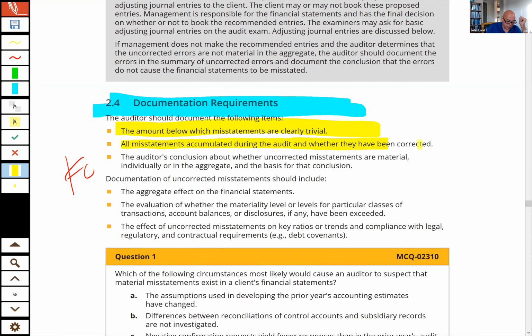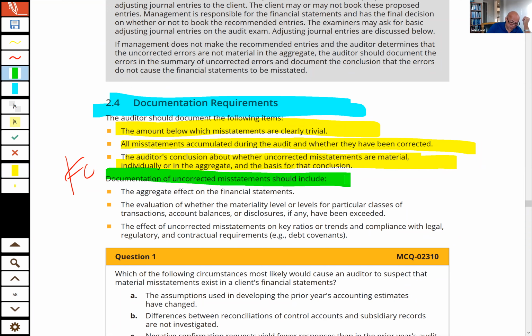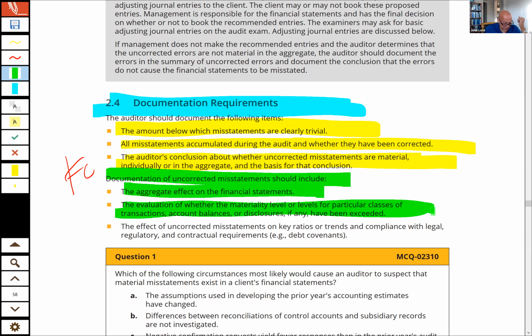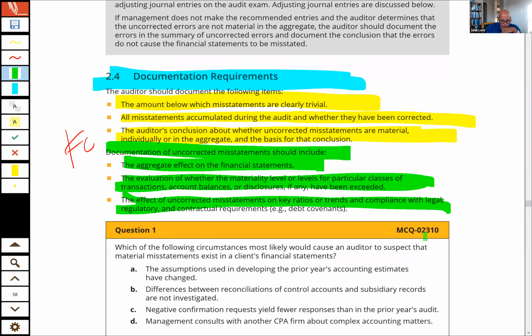All misstatements accumulated during the audit that have been corrected. The auditor's conclusion about whether uncorrected misstatements are material individually or in aggregate, and the basis for that. If there are uncorrected misstatements, the aggregate level, the evaluation of whether the materiality levels for the particular class of transaction have been exceeded, and the effect of uncorrected misstatements on key ratios, etc. So don't worry about the trivial stuff. Everything else, I think you're looking very seriously as to whether you need an adjustment for that.